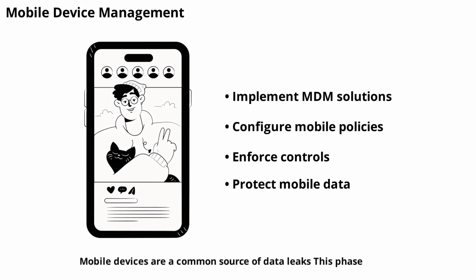Mobile devices are a common source of data leaks. This phase, taking 2 to 3 weeks, involves implementing mobile device management solutions and configuring DLP policies for smartphones and tablets. MDM helps enforce security controls and protect data on the go.